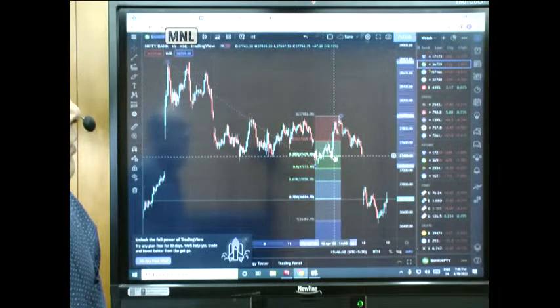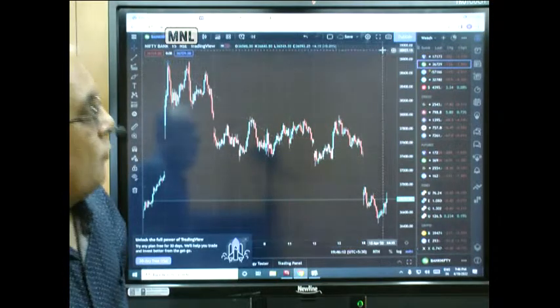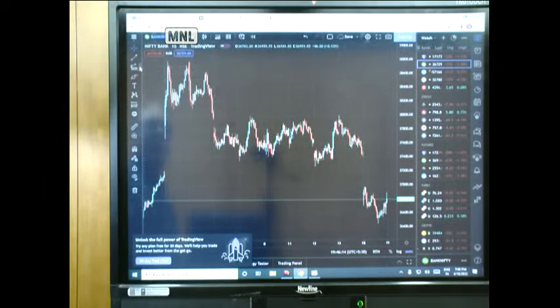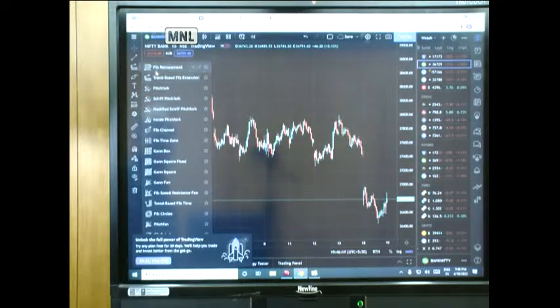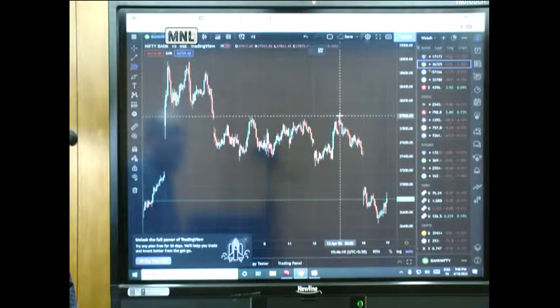We'll remove this. So we will draw the Fibonacci retracement now to know to what extent the rally can take place.